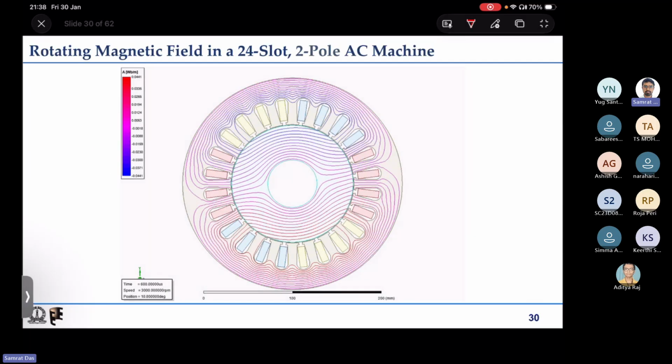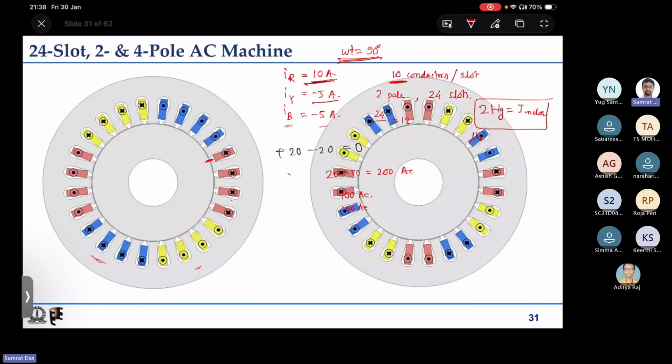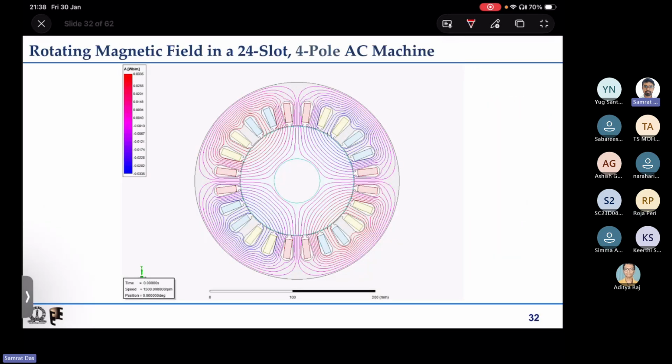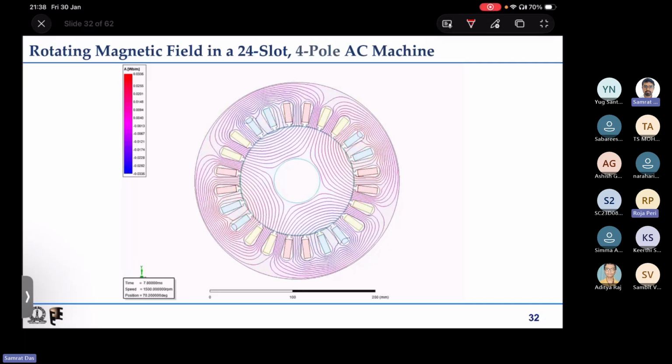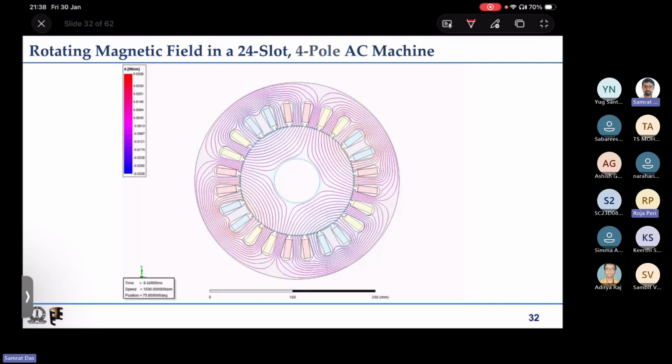So is it clear? Thank you, Samrat. How are we getting... Yeah, okay. So after that, one more question I have. Last time you mentioned that we need Fs equal to Fr, the stator field and rotor field. Yes, I'll come to it.